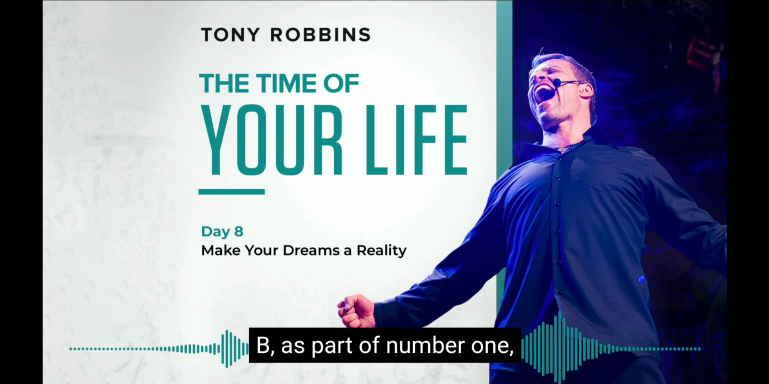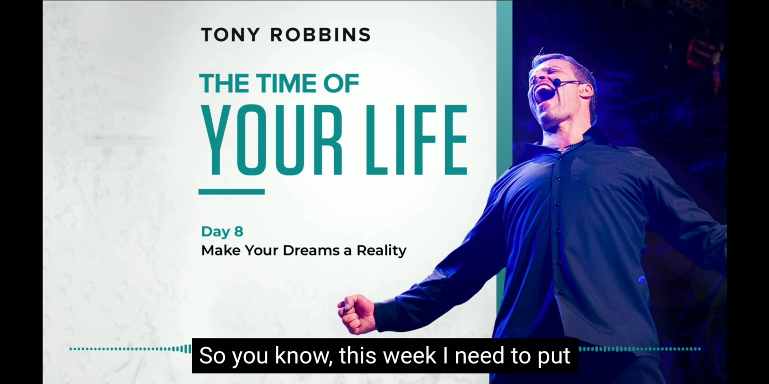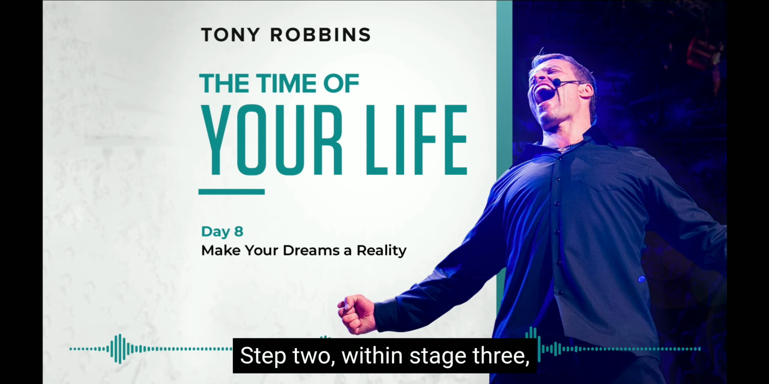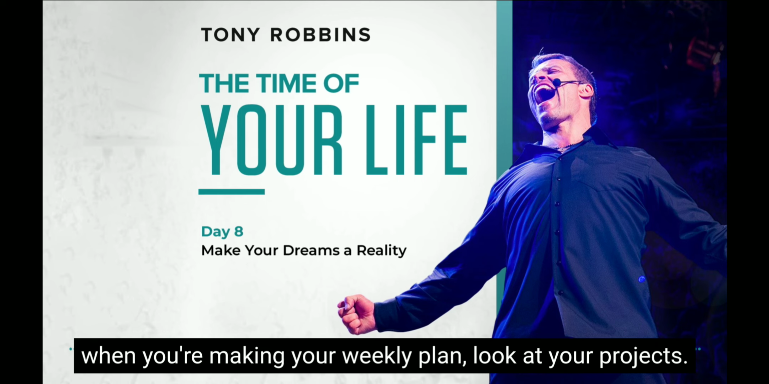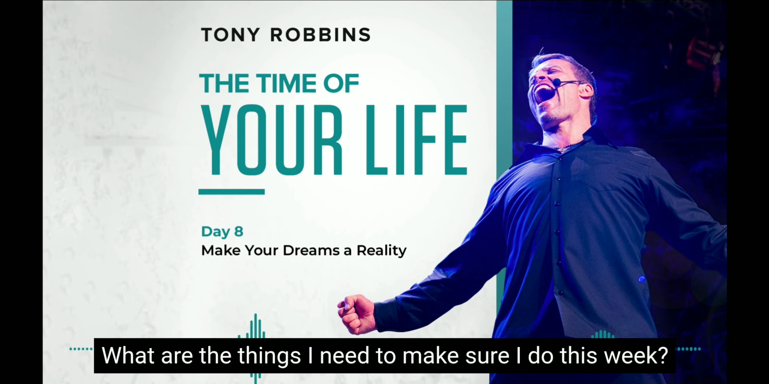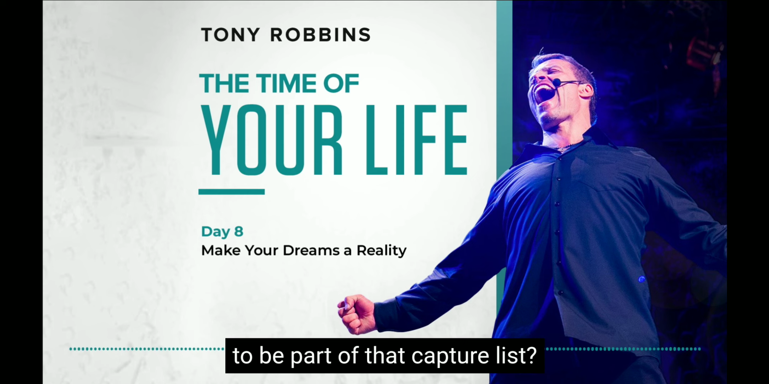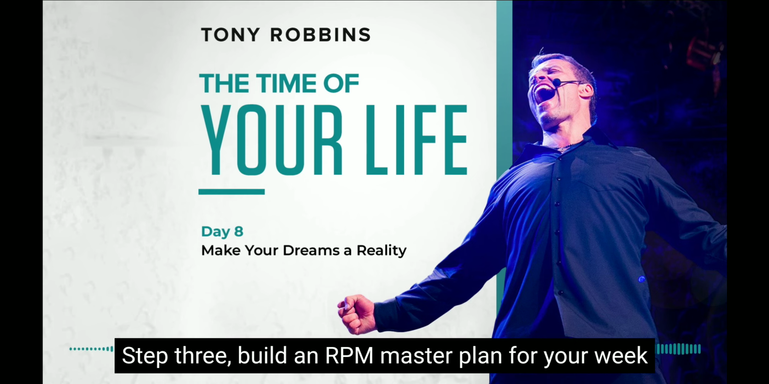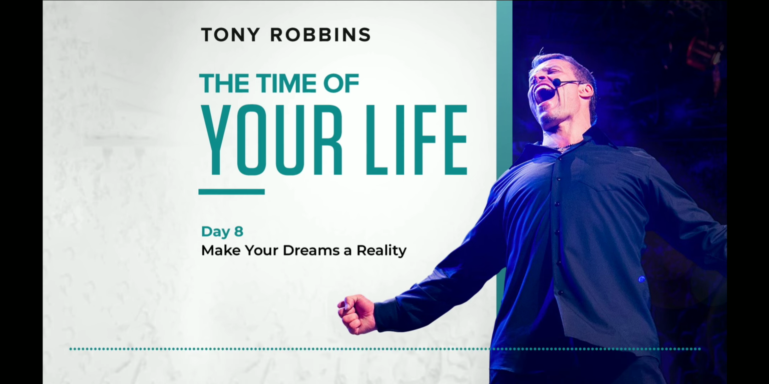B, as part of number 1, is you'll write down anything you didn't accomplish. So you know this week I need to put that on my capture list to handle it. Step 2 within stage 3, when you're making your weekly plan, look at your projects. What are the things I need to make sure I do this week? Are there some things that need to be part of that capture list? Step 3, build an RPM master plan for your week.